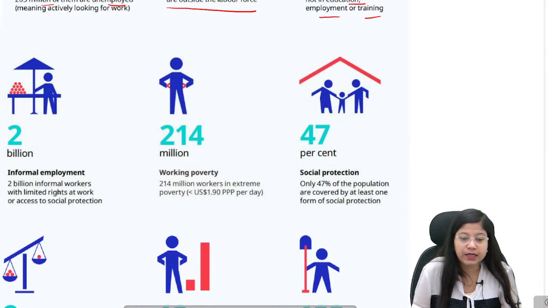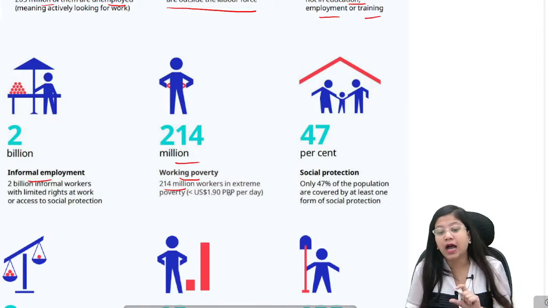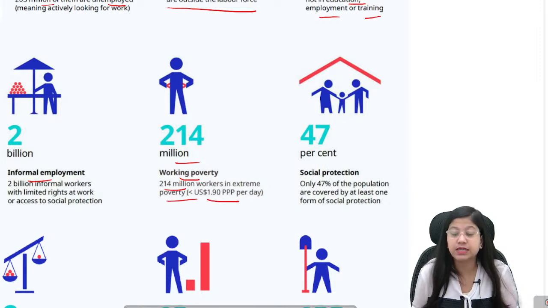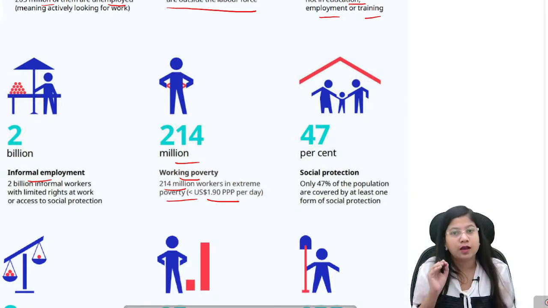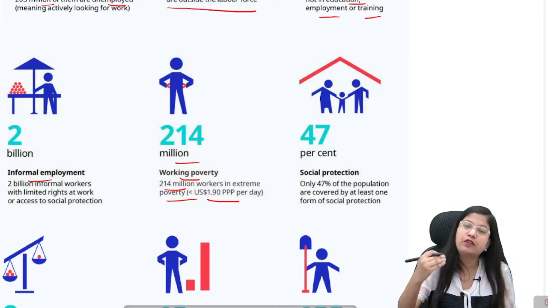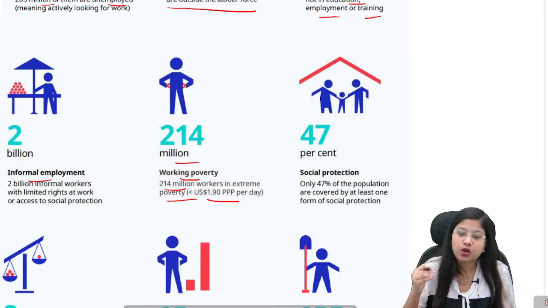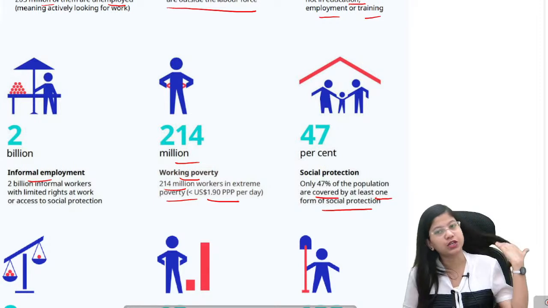Then we have 2 billion informal employment, 214 million working poverty. This means that 214 million workers are in extreme poverty. That means they are earning less than the US dollar 1.9 PPP. Okay, purchasing power parity of these people is less than 1.9 US dollar per day. 47% of the population are covered by at least one form of social protection.